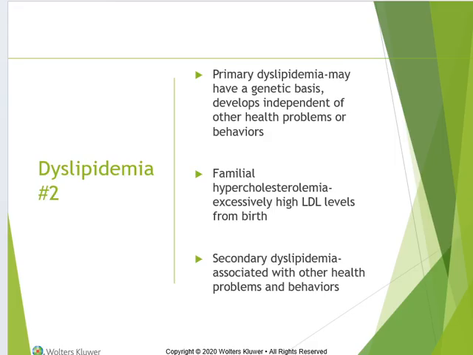There's also something called familial hypercholesterolemia, and this also has a genetic component, but the difference here is this is a genetically driven cholesterol level that causes high LDL levels to start from birth. It's not just the slightly elevated cholesterol levels, like above 100 or above 240, that we see in primary dyslipidemia. These are patients who on average would have LDL levels of 350 or greater, and sometimes all the way up to 1,000. And it starts again really early on.